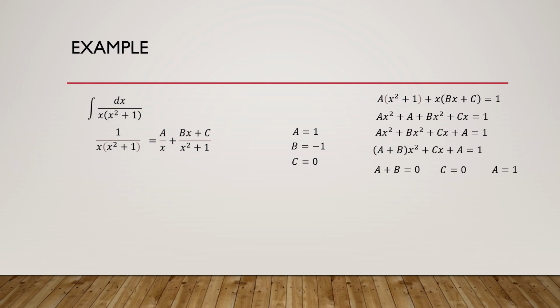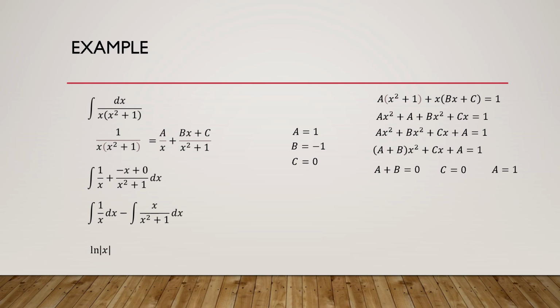Use the new integrand with the computed values to get the integral of 1 over x plus (negative x plus 0) over (x squared plus 1) dx. We then split the integral into the integral of 1 over x dx minus the integral of x over (x squared plus 1) dx. The integral of 1 over x is the natural log of the absolute value of x.